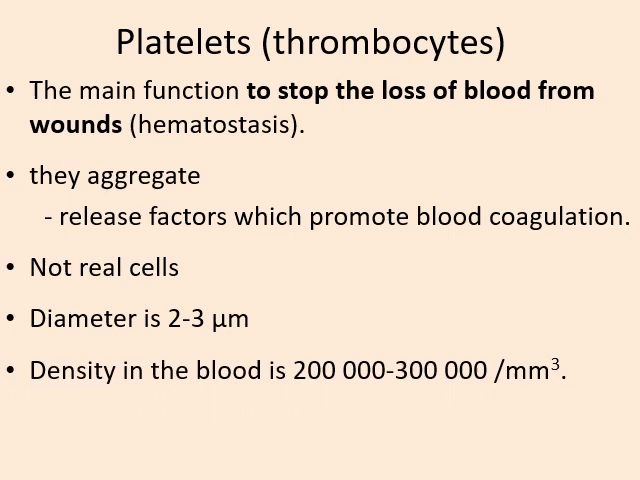And the density in the blood is about 200,000 to 300,000 per cubic millimeter. So in that tiny little drop of blood, you've got 6 million red blood cells and 200 to 300,000 little platelets.